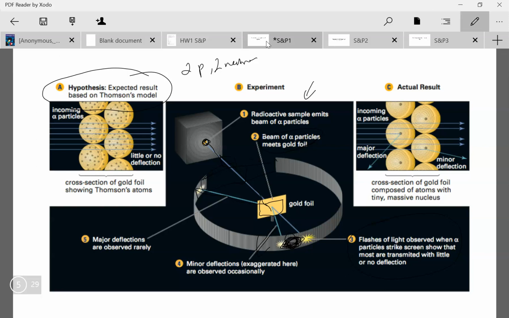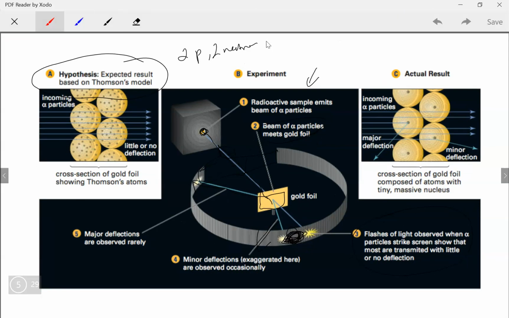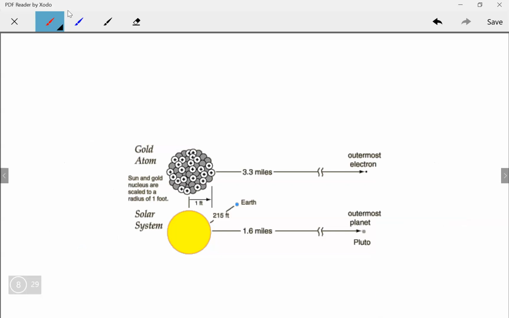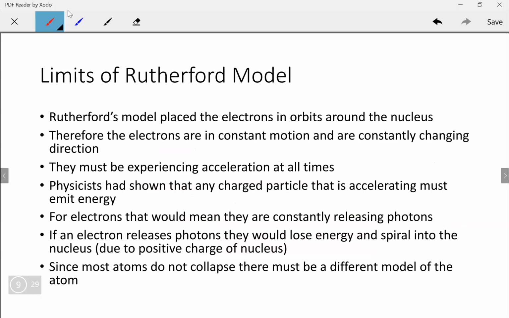I should probably use a different colored pen. As you can see, they extended this detector and figured out that 1 in a million alpha particles bounced right back. And so these were the conclusions that they had. They observed some particles had minor deflections, some had major deflections, and some just bounced right back. Right? And this was the conclusion that they came to.